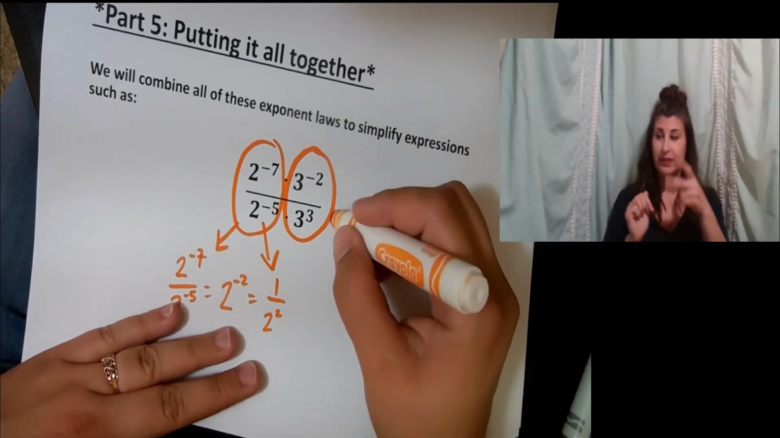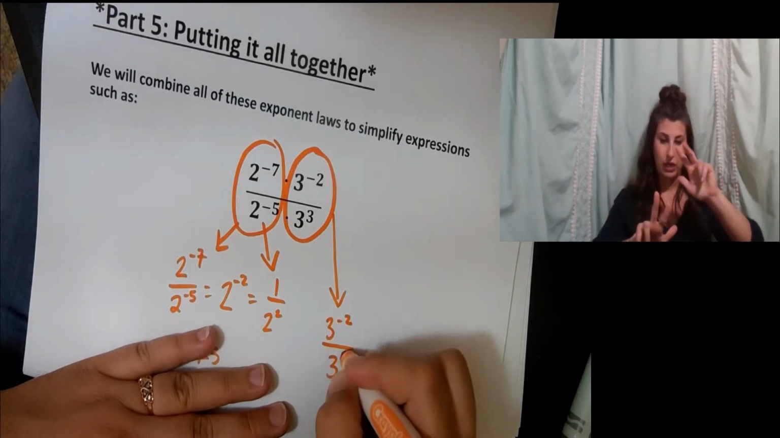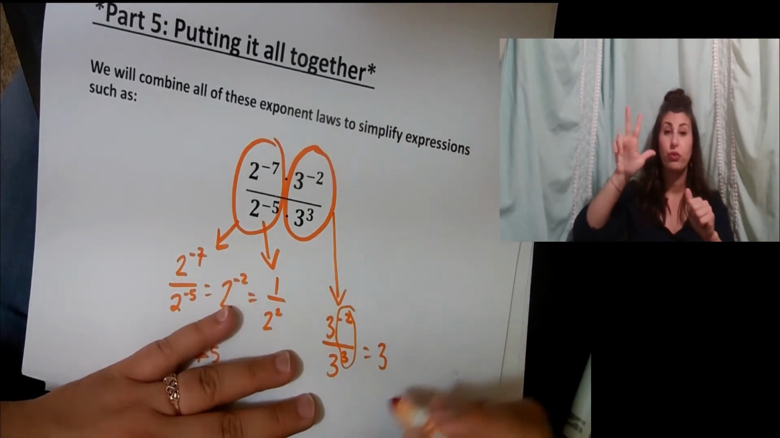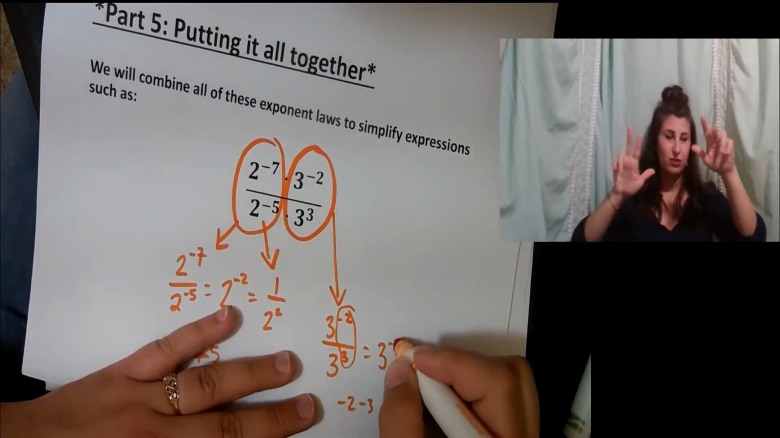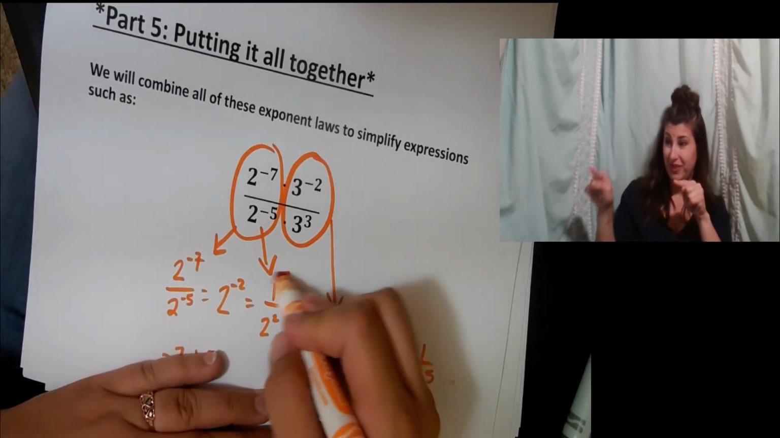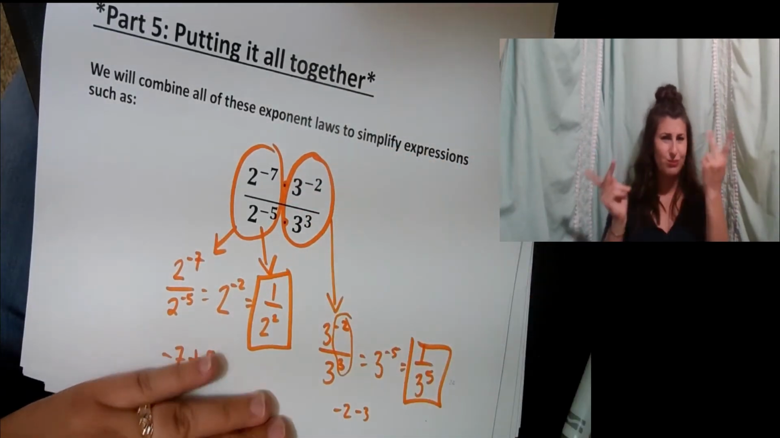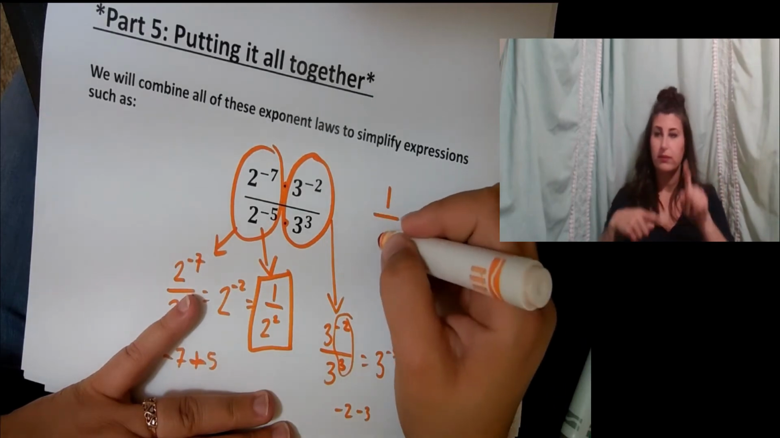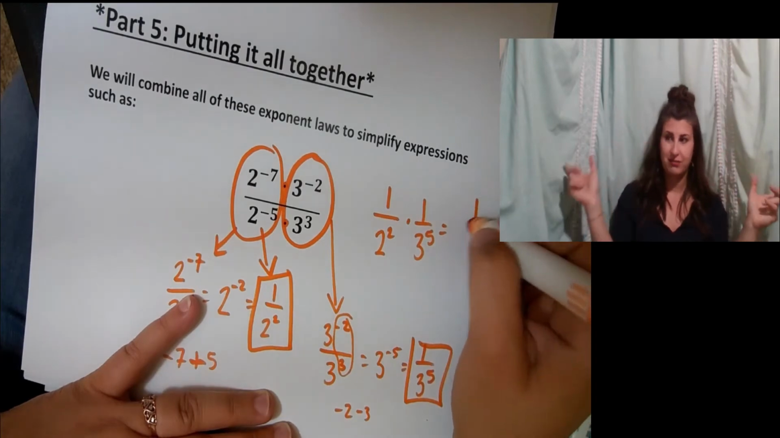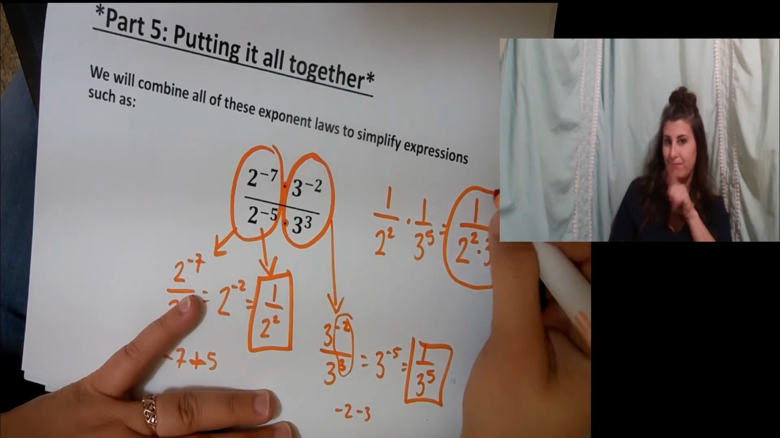Now let's see what happens for this one. Okay, well I have 3 to the negative 2 over 3 cubed. Well I can subtract these, remember? So that'll be 3 and then negative 2 minus 3, that's negative 5. And that turns into 1 over 3 to the 5th. So right now I have this one and this one. But these dots mean multiplication. So all I'm going to do is say 1 over 2 squared times 1 over 3 to the 5th and put them together. Here is my final answer.